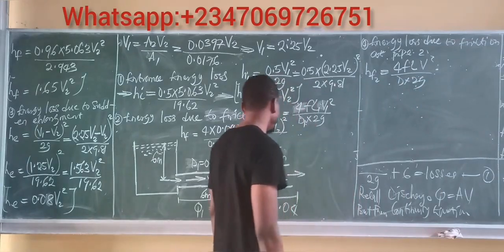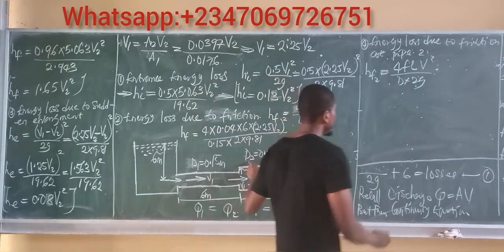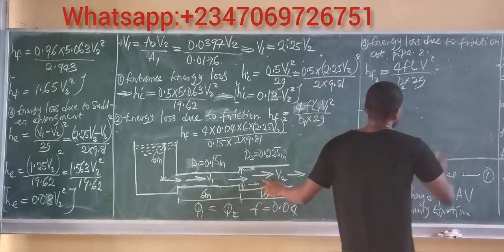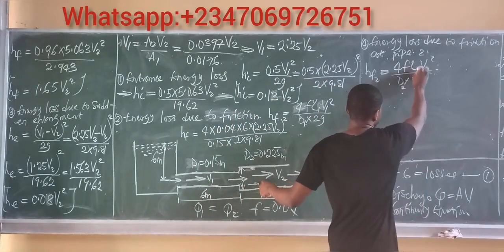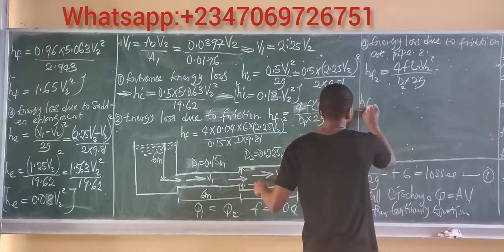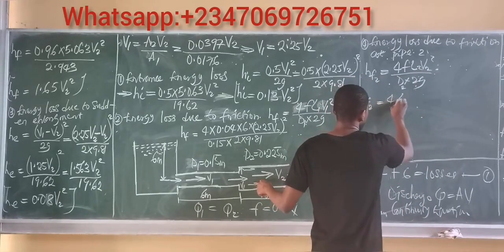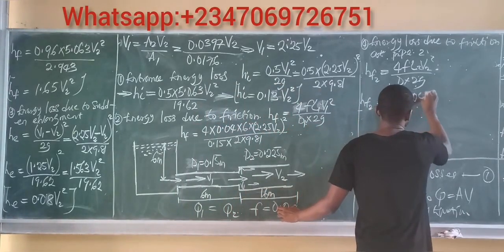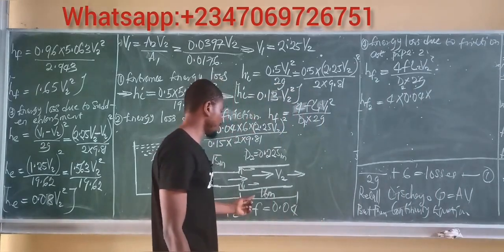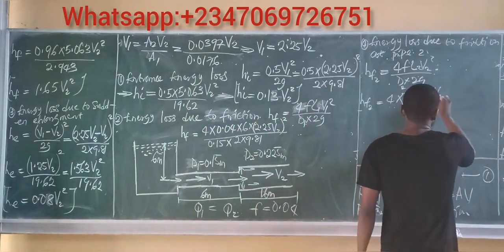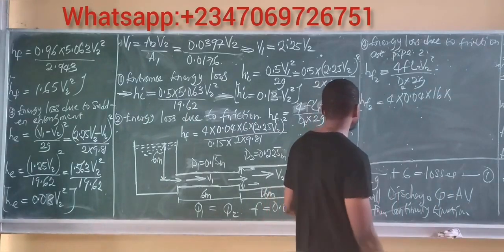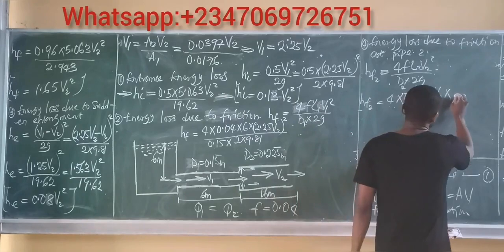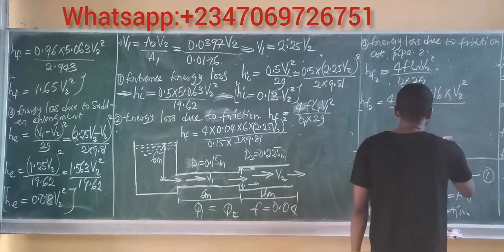Now, since we are at pipe 2, the diameter we are going to be considering becomes D2, which is the diameter of pipe 2. Also, the velocity we are going to be considering becomes V2 all squared. And the length becomes the length of pipe 2. Hence, head loss due to friction at pipe 2 is now equal to 4 times the friction factor, which was given as 0.04. Multiply by the length of pipe 2, given as 16 meters. Since we'll be solving all the energy losses in terms of V2, let's keep V2 as V2. So we have times V2 all squared all over D2.